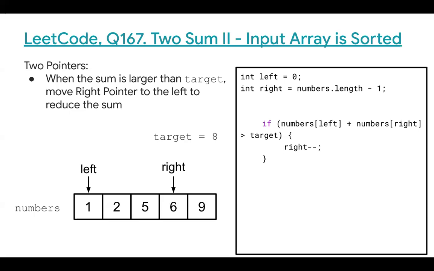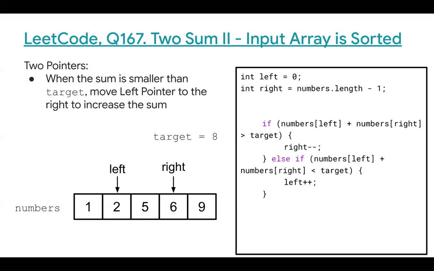We need to move the left pointer to the right. So when the sum is smaller than target, we should move the left pointer to the right. So left plus plus. So we can increase sum. Okay, of course now in this example, after we move the left pointer to the right, now 2 plus 6 is equal to 8. And we find the two elements, which is good.